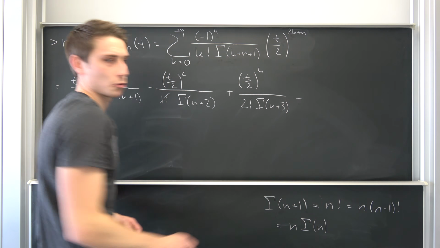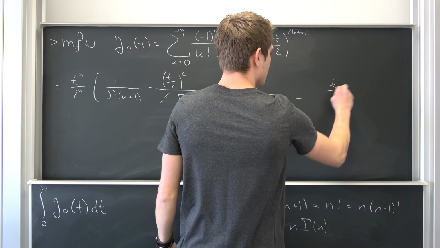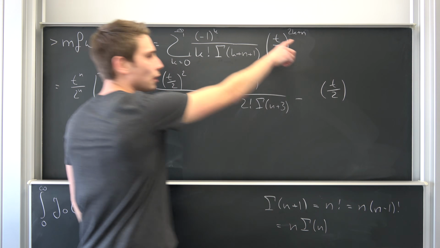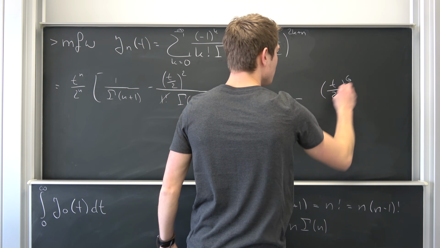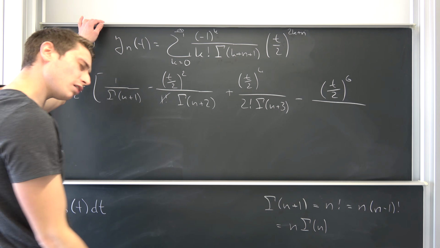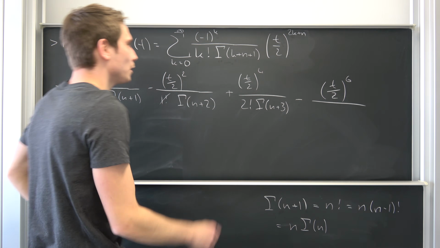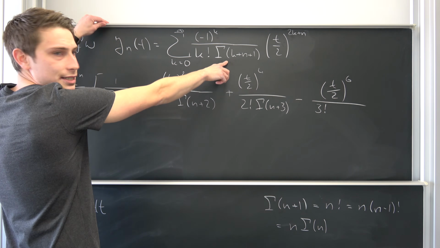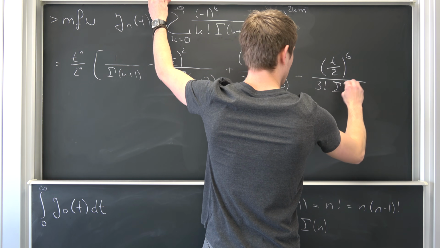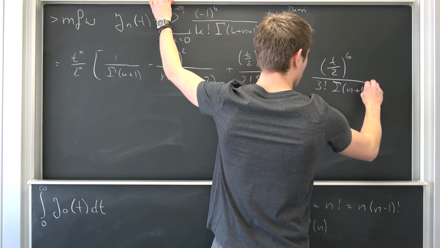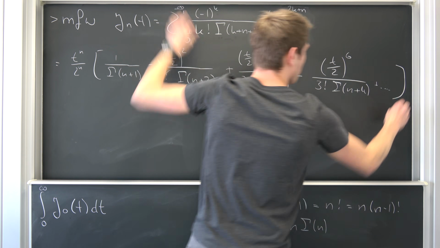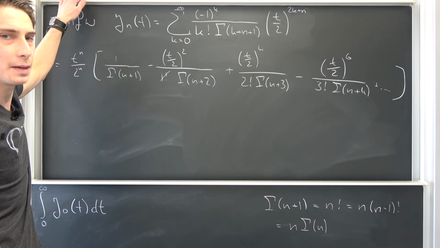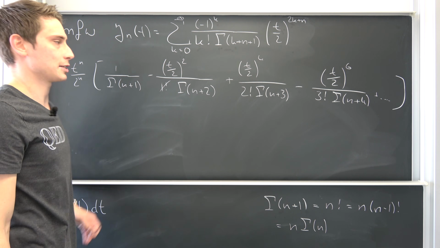The next term is going to be negative. Up here we are going to have t over 2 to the 6th power. Then we have 3 factorial right here, and this is gamma of n plus 4. Plus infinitely more terms. This is already quite a mess, and let's see if we can make any sense of it.